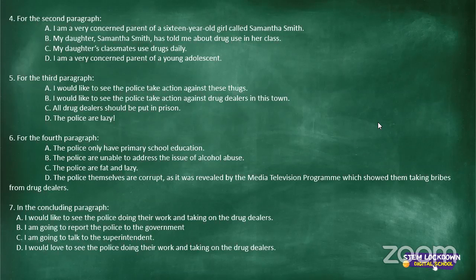So for number 6, what would be your answer for the fourth paragraph? D is correct. The police themselves are corrupt, and it was revealed by the media, a television program which showed them taking bribes from the drug dealers. Okay.